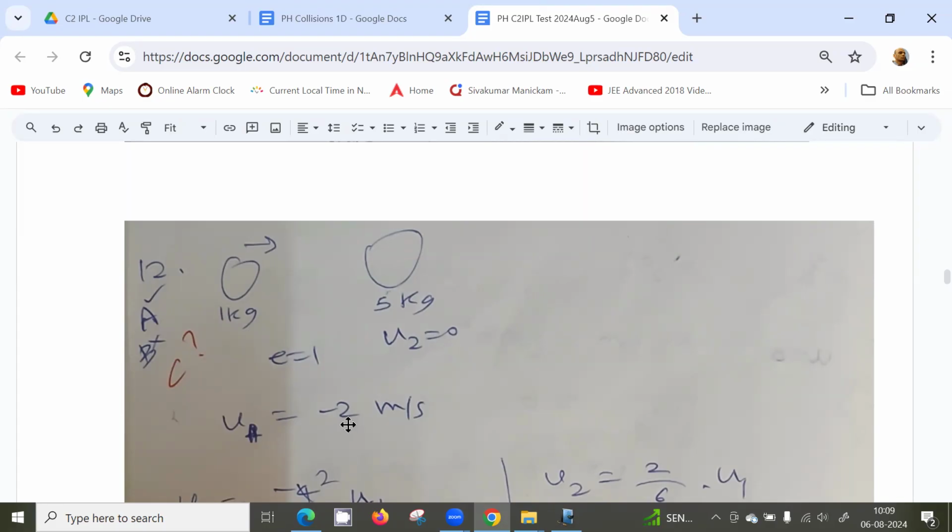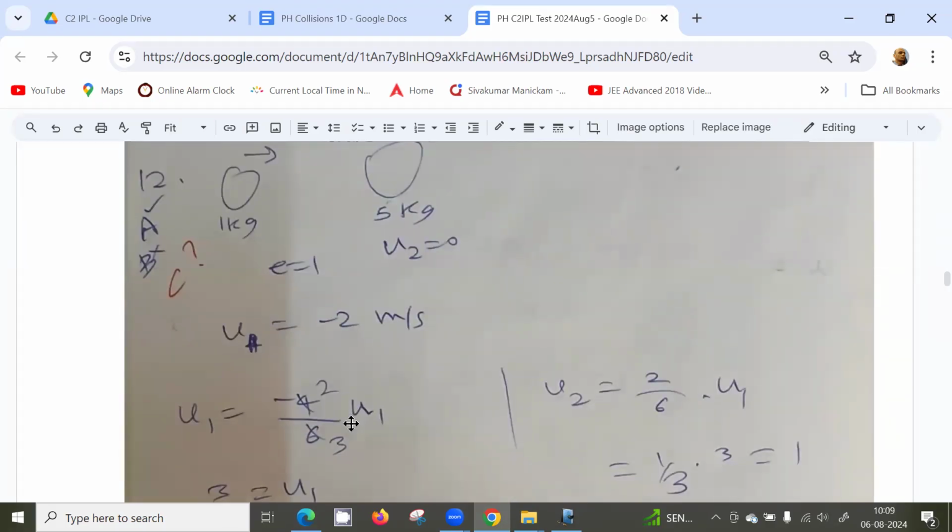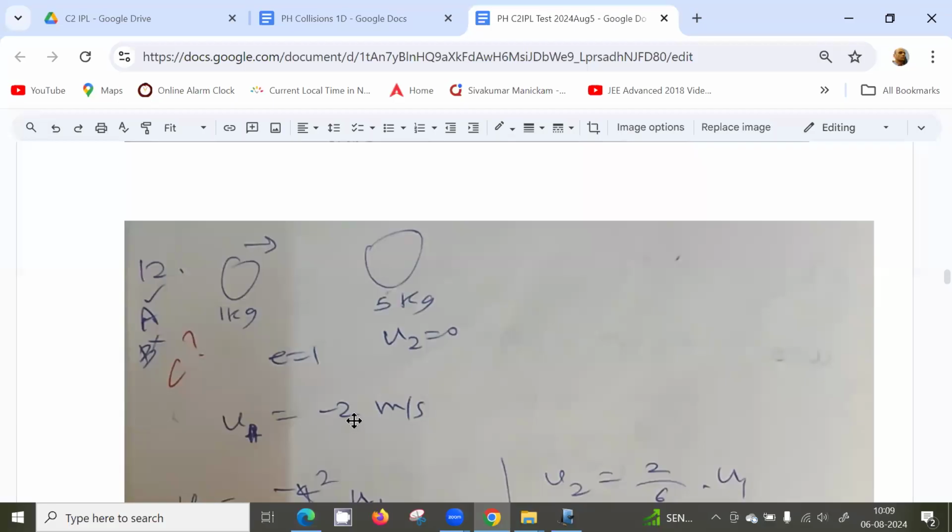First option, momentum of the system. Momentum will be conserved. So what is the initial momentum? Total momentum of the system. Initial momentum is... the initial velocity is not given, right? So we have to find the velocity.